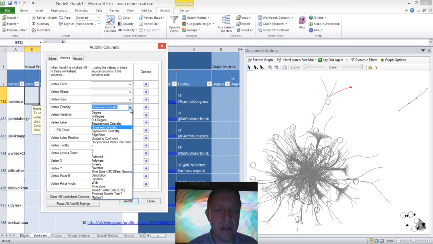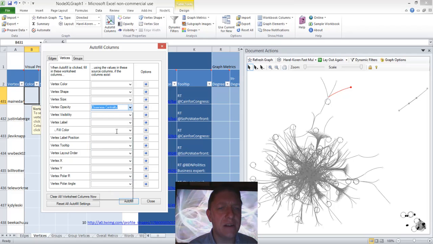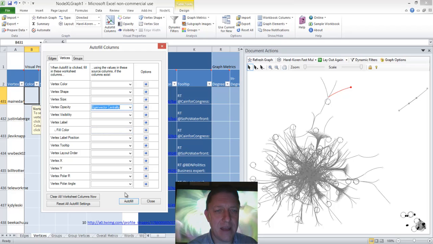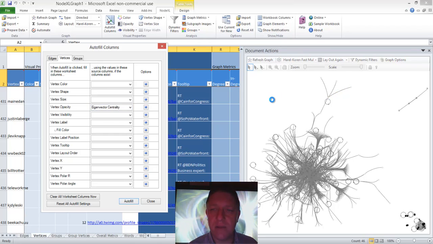But I'm going to go back to autofill now, and I'm going to use a different kind of centrality, eigenvector centrality. Not only are you connected to a lot of others, but are you connected to others who are themselves connected to others and to a lot of others. And I'm going to use opacity for that, and I'm going to click that. What's that going to tell me?